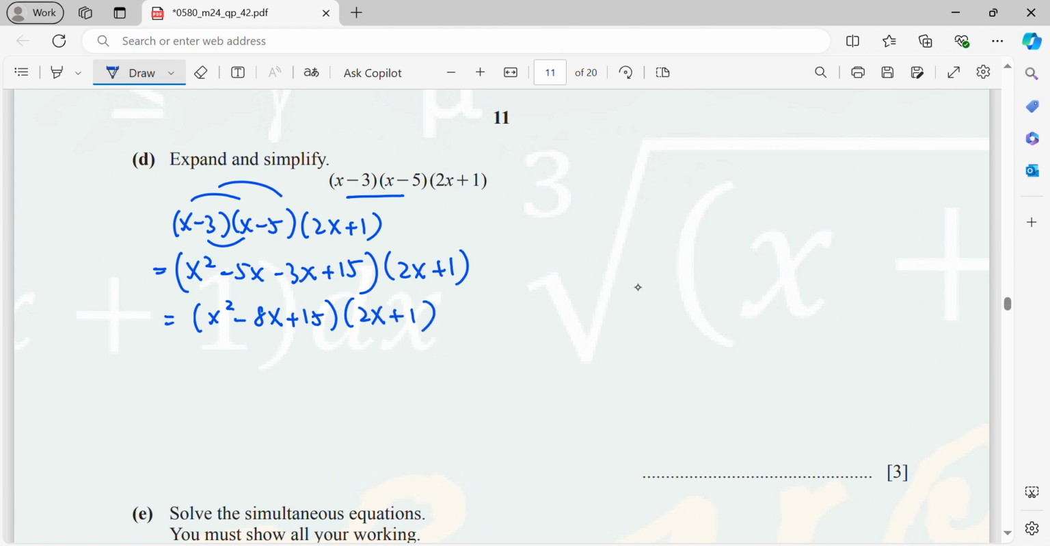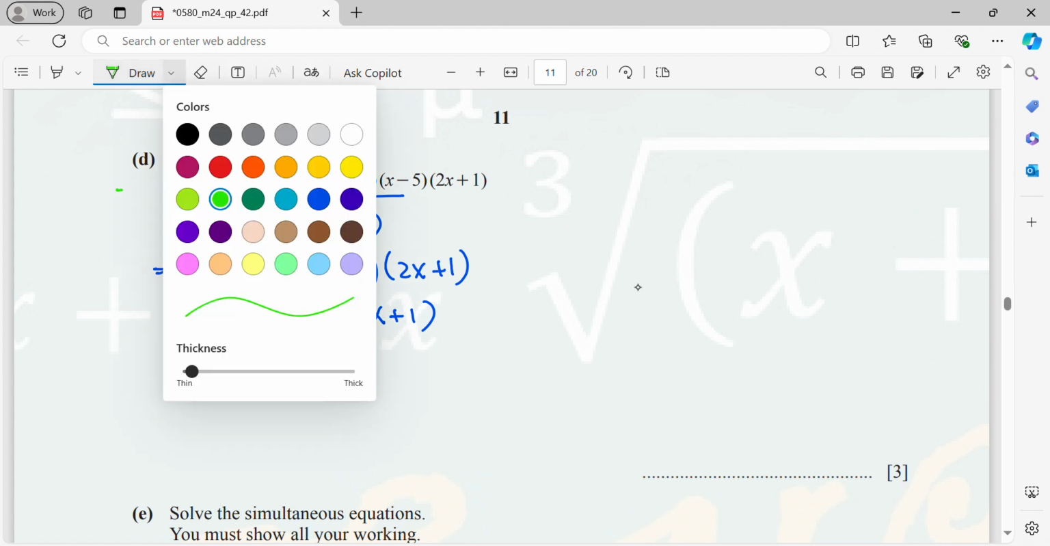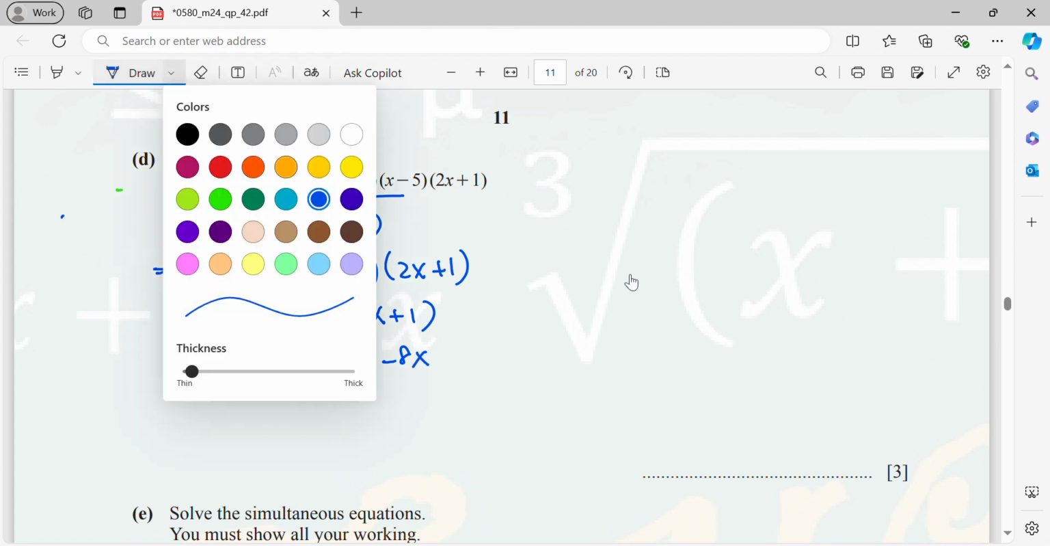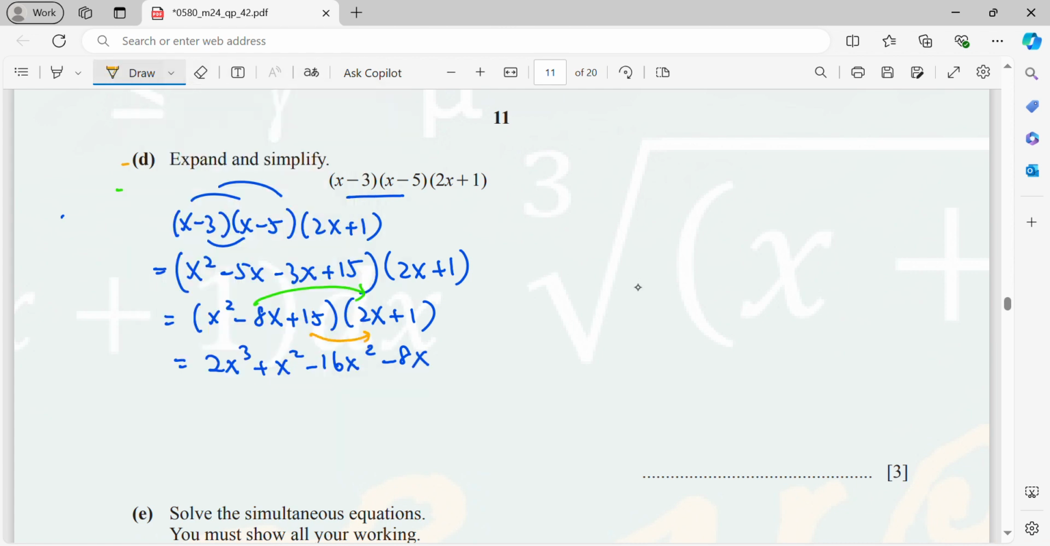So x squared multiplied with 2x plus 1, that will be 2x cubed plus x squared. After that, this minus 8x multiplied with the bracket, then you will be getting minus 16x squared minus 8x. Lastly, the 15 multiplied with the bracket. So you will be getting plus 30x plus 15. Then from here, you will be getting 2x cubed minus 15x squared plus 22x plus 15.